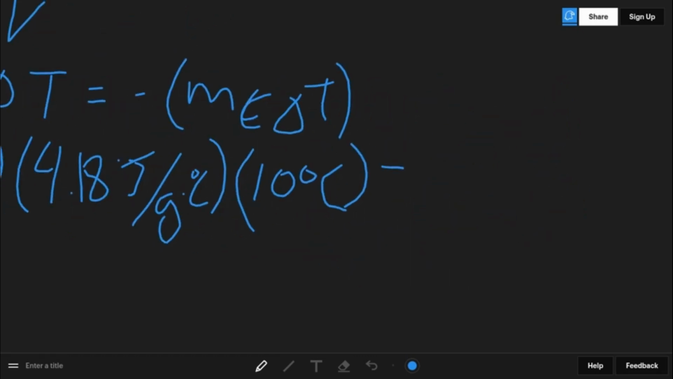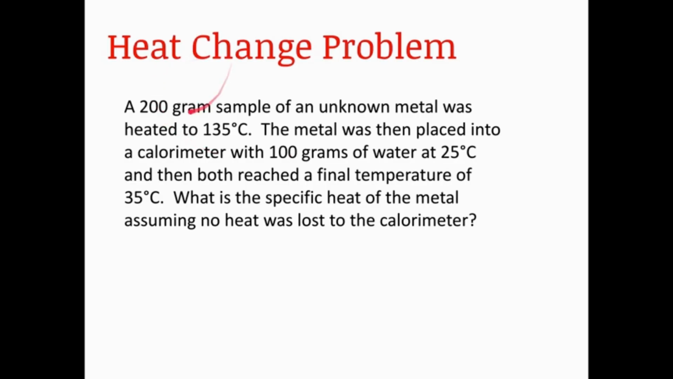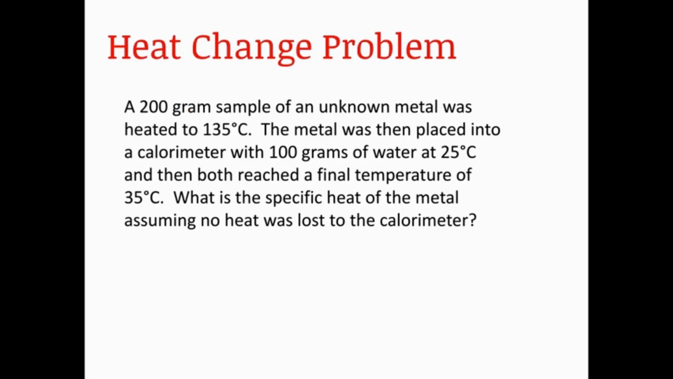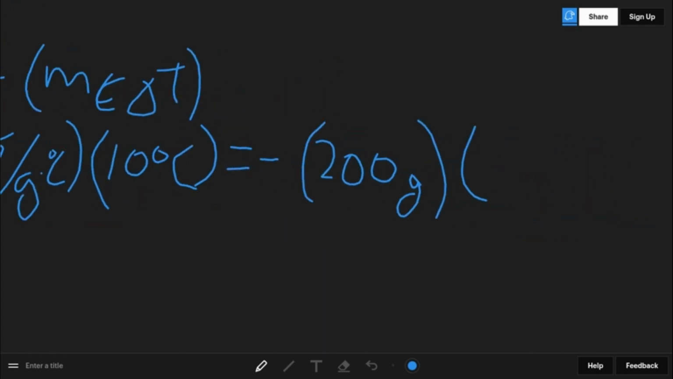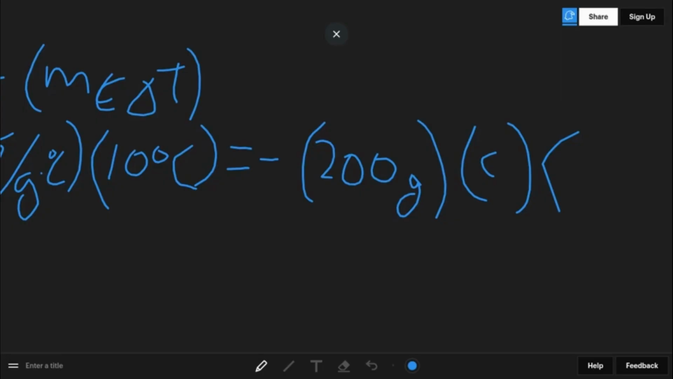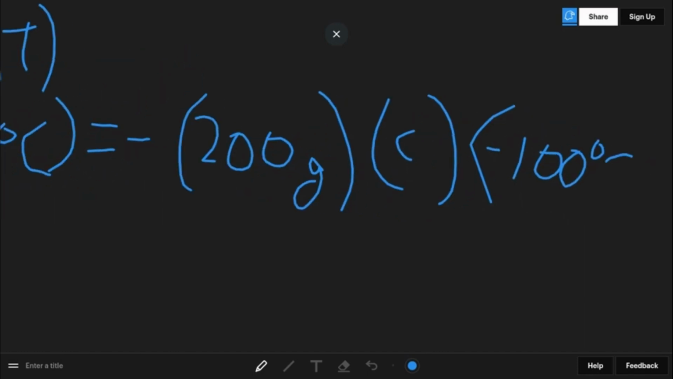So we set this equation equivalent to negative the mass of the metal, which is 200 grams, multiplied by the specific heat capacity of the metal, which is what we want to find. So let's keep that as C. And the temperature of the metal was 135 degrees, then dropped down to 35. So the change in temperature is negative 100 degrees Celsius.